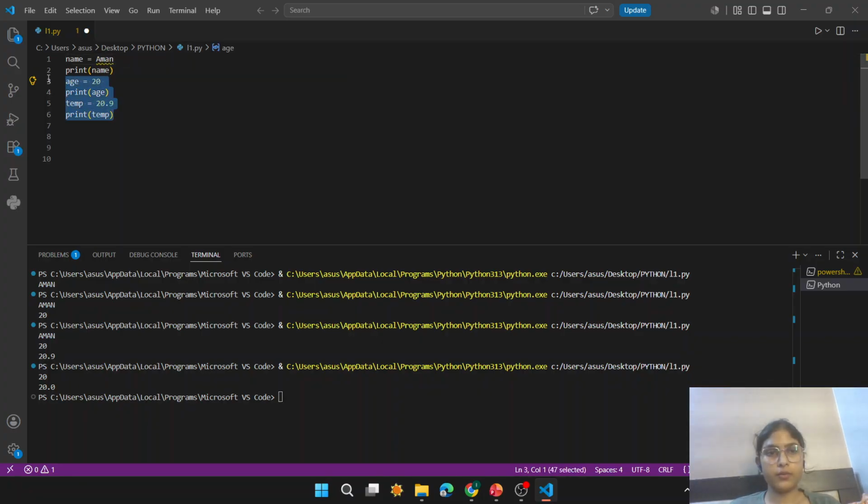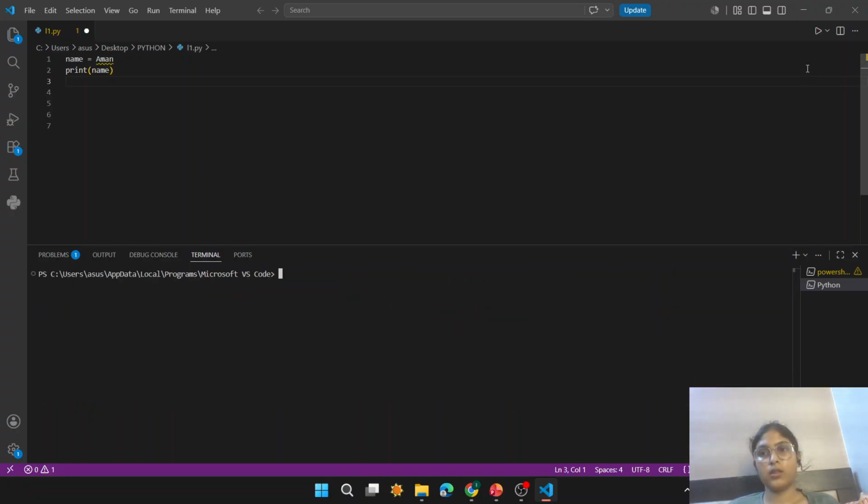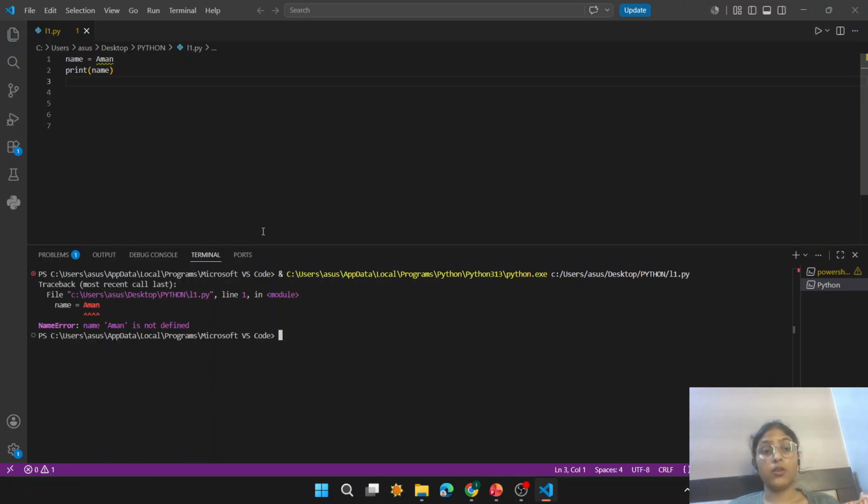This is the shortcut for you. If you want to clear your terminal inside VS Code, you just simply type clear and it will clear the terminal so it doesn't create a load of outputs there. Okay, let's see. No, it is not working.